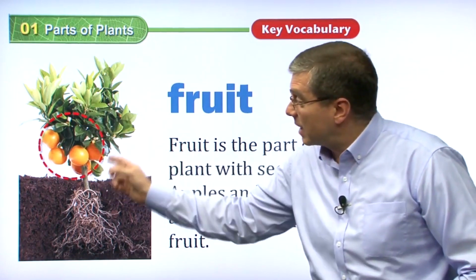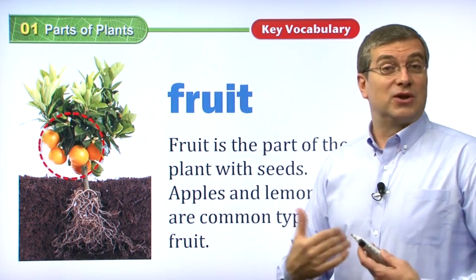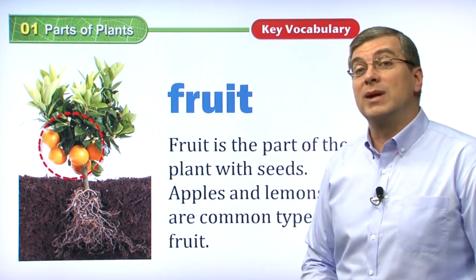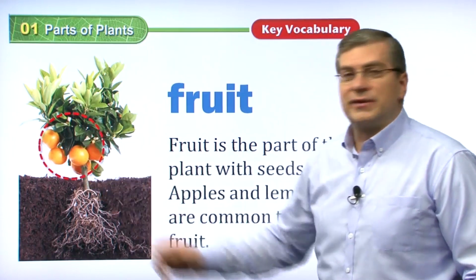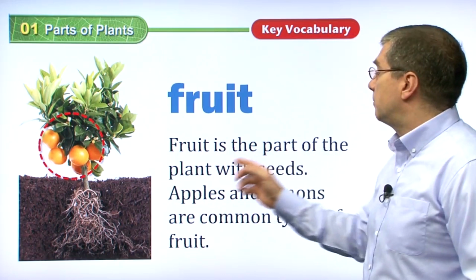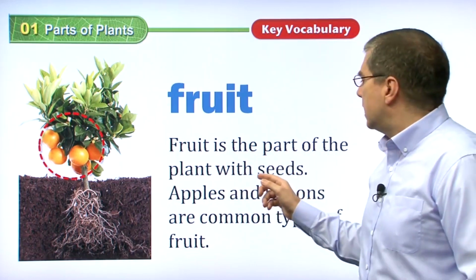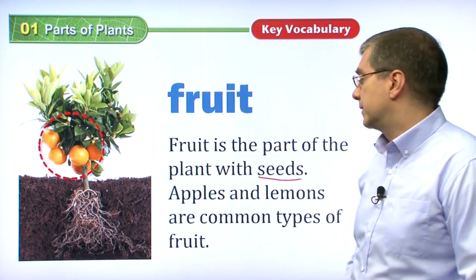Now, here we see an example of fruit. These look delicious, don't they? Fruit, of course, is good for us. It's part of the plant that we eat. Some plants. These, of course, look like oranges. There are many different kinds of fruit. Fruit is the part of the plant with seeds. Here we have seeds. We'll talk about later what seeds do for the plant.